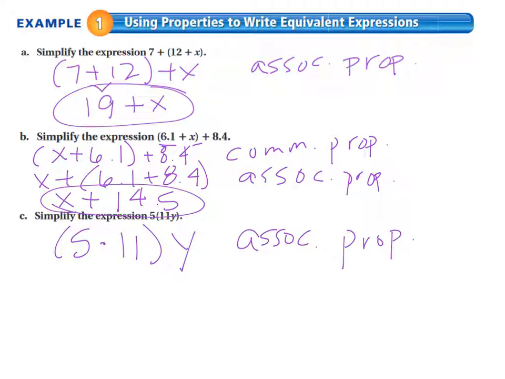So now I can simplify a little bit here and do 5 times 11, which is 55, and then just put the y there. I could put a multiplication sign in between those. I could put parentheses around the y. There's a lot of ways to show that, but this is the simplest way to actually show 55 times y.